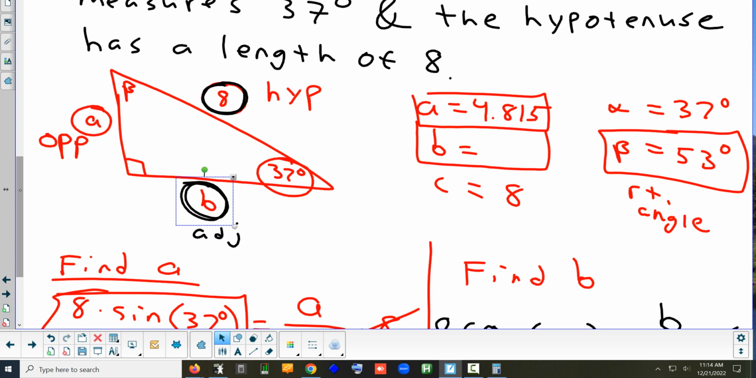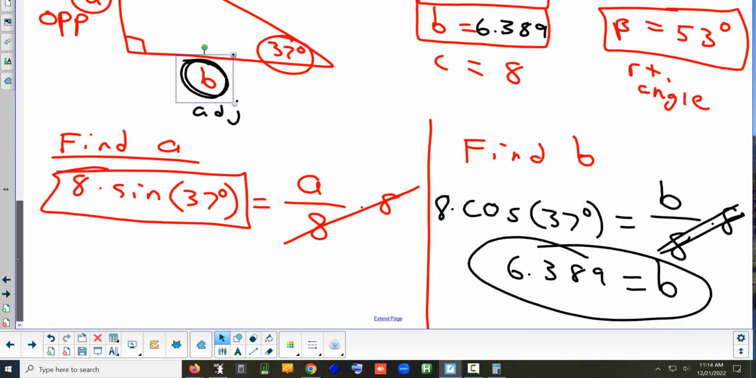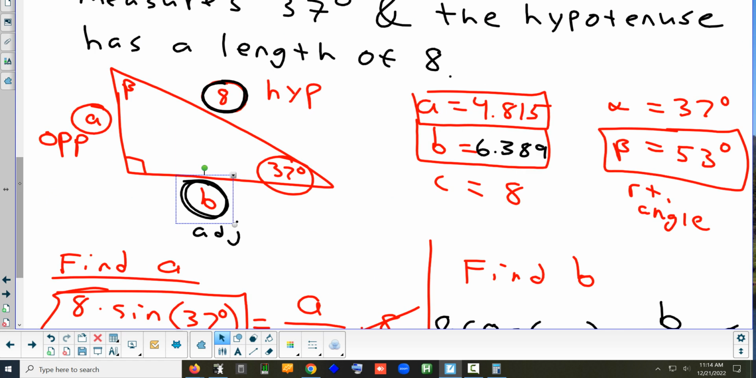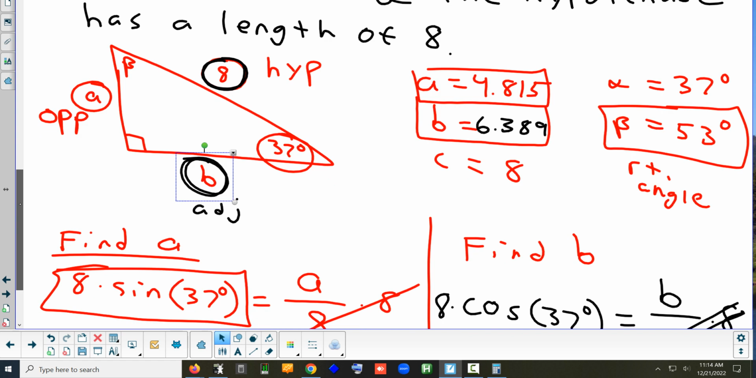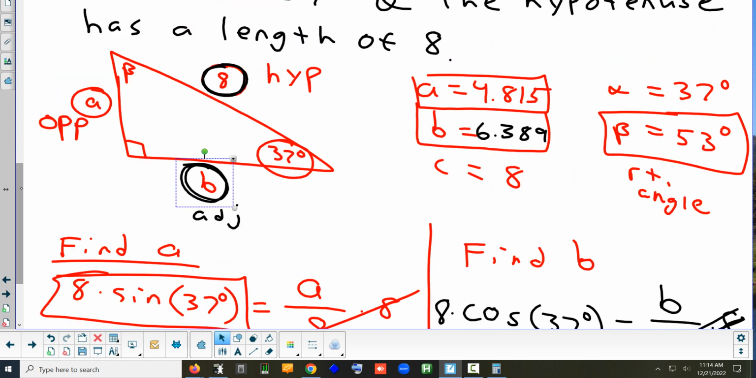Now, if you had time and you wanted to double check your answer with Pythagorean theorem, you could. 4.815 squared plus 6.389 squared should equal 8 squared, roughly. We rounded these off, so it might come out to like 63.999 or something like that. But that's the idea of how you do a right triangle trig. Any questions on that?